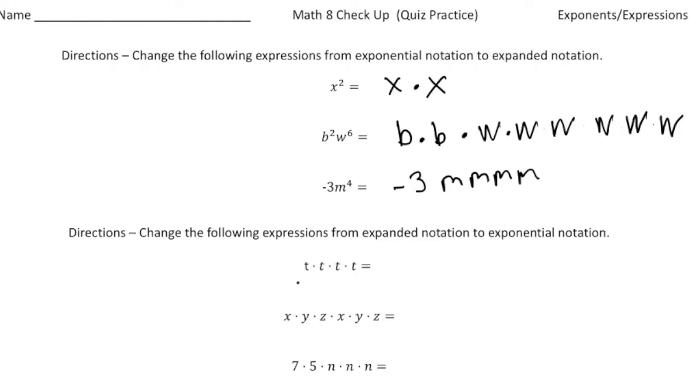And then this one you had to change from expanded notation to exponential notation. So t times t times t times t is t to the fourth. And then this one is going to be x squared, y squared, and then z squared. And last but not least, this is going to be, well, 7 times 5 is 35, n cubed.